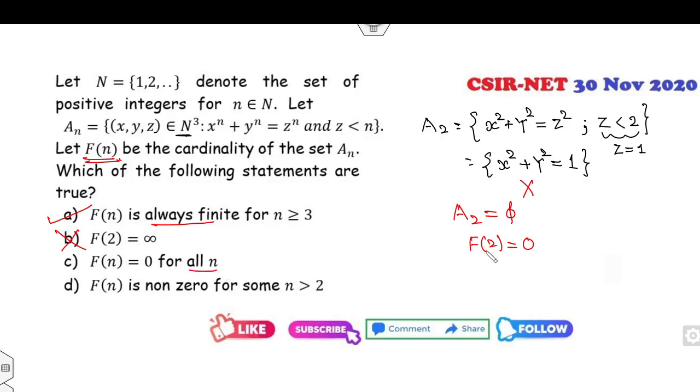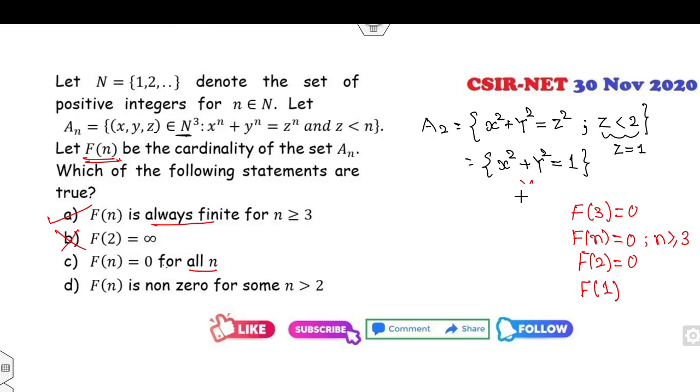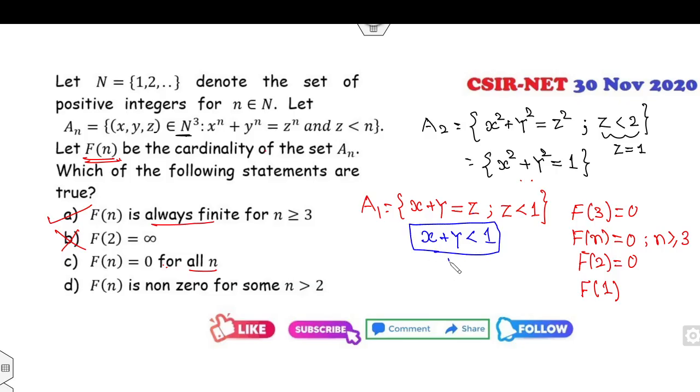Phi of n is 0 for all n. Since we have obtained that F of 3 is 0 and F of n is 0 whenever n is greater than or equal to 3, F of 2 is also 0. The only thing left is F of 1. So let me first check what F of 1 is. What is A1? That is x plus y equals z provided z is less than or equal to 1. Can you get any integer which satisfies this? No, there is no such integer. That means your target is to find whether there is any integer which satisfies this property. Not satisfied. A1 is also empty. So once A1 is empty, F1 is also 0.